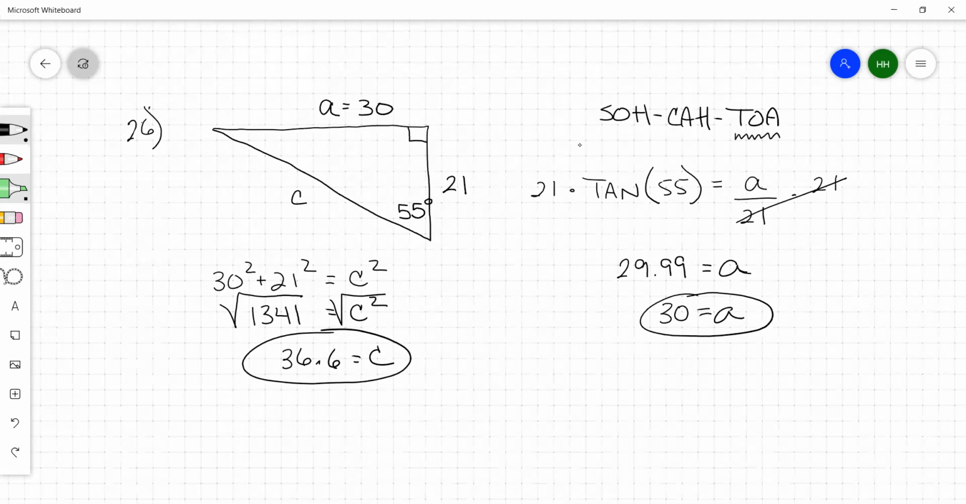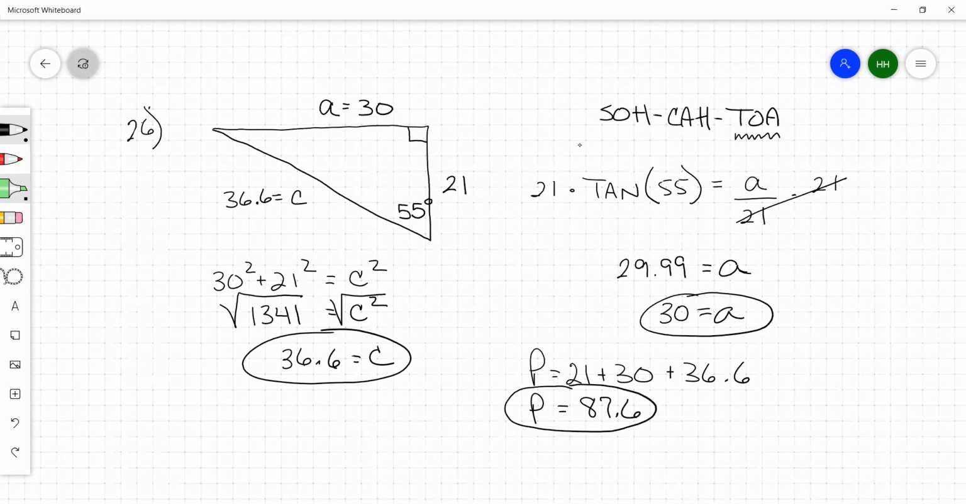So the first part of question number 26 asks you to find the value of each variable. So C is equal to 36.6. And then the second part of the question was find the perimeter. So the perimeter would be equal to 21 plus 30 plus 36.6. So the perimeter of that triangle would be 87.6. So there's the second part of the question.